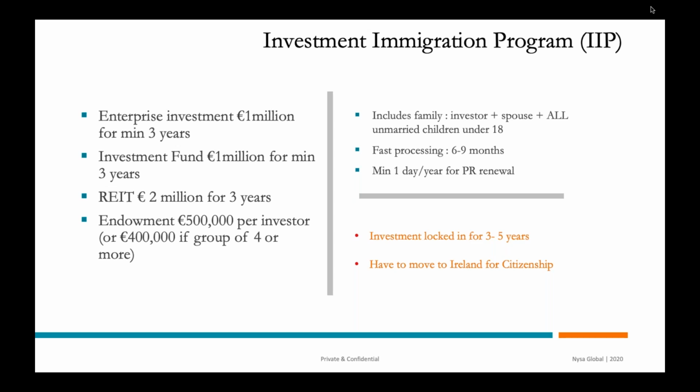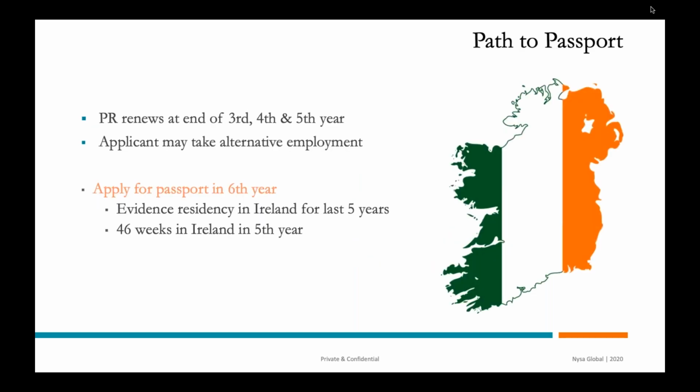It includes the spouse and unmarried children under 18. It's pretty fast to process, 6 to 9 months to get the PR. The investment is typically locked into 3 to 5 years, and you can move to Ireland for citizenship. The PR renews at the end of the third, fourth, and fifth year, at the end of which you are eligible to take up the passport.